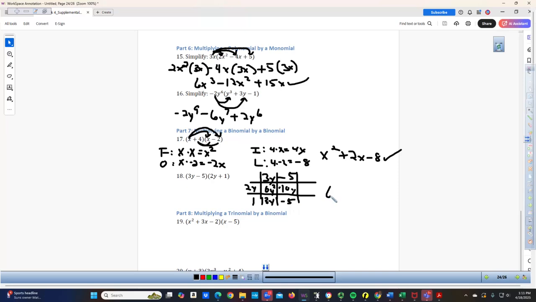And now, again, I'm going to rewrite this in descending order, combining my likes. Negative 10y plus 3y is a negative 7y minus 5.